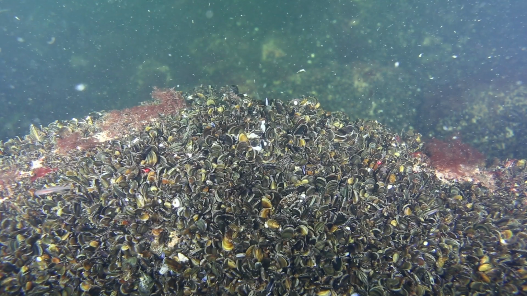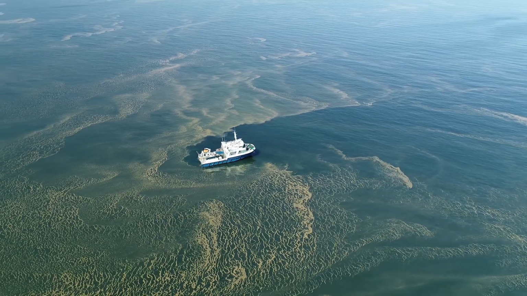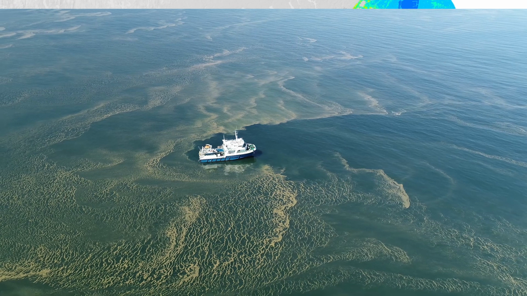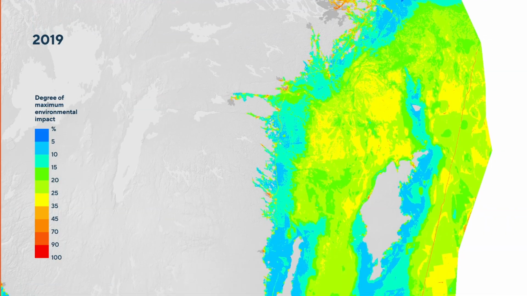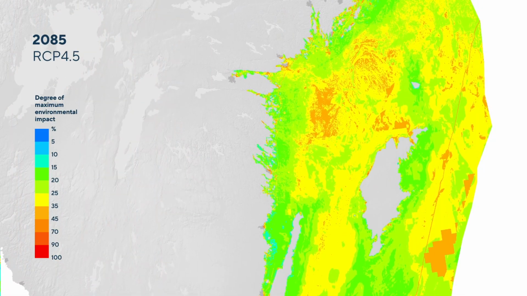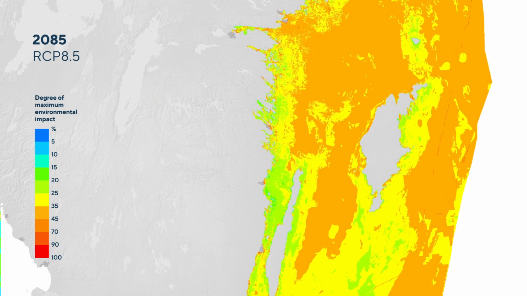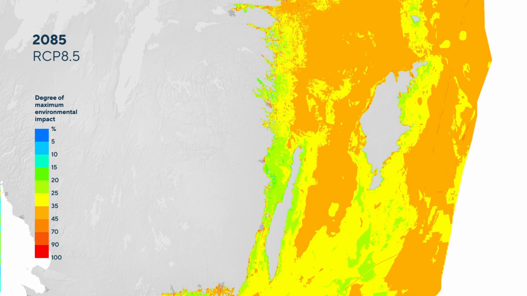Symphony can also be used to indicate how climate change may affect different marine regions in the future. This is done by adding pressure maps representing expected changes in parameters such as temperature, salinity and ice cover. The Swedish maps are based on the latest climate models of the Baltic Sea region.